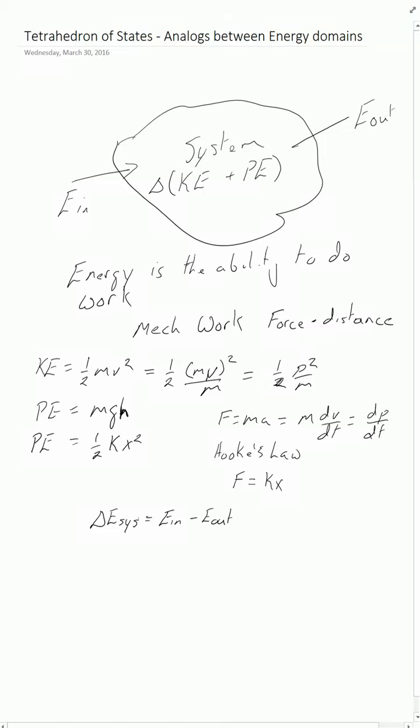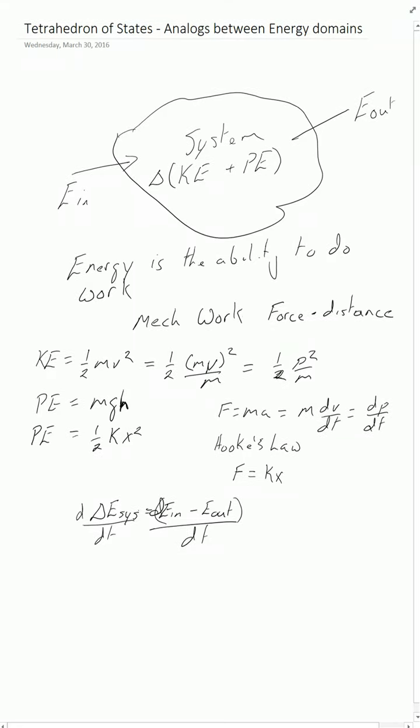So we're going to go ahead and write this as the derivative, d/dt of the system, the time derivative of the energy. Another form that we might see it written as is E dot of the system, where the dot is the derivative with respect to time, is equal to E dot in minus E dot out.